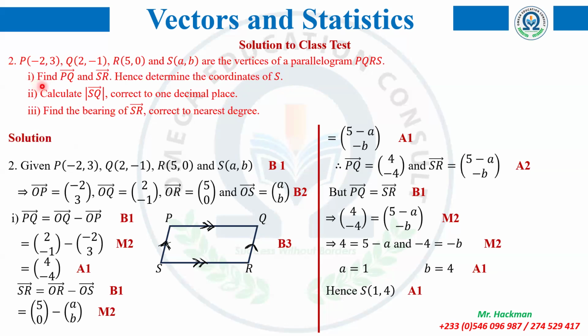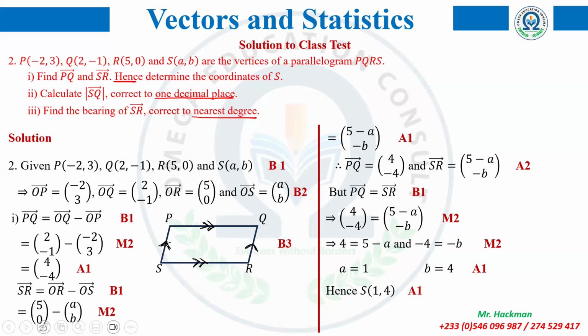What are we supposed to do? We need to find the vector PQ and the vector SR, and hence determine. So, we've seen "hence" here. Read the question and underline the salient parts. I've told you, let that be a habit. Hence means you have to fall on a particular result, or in your conclusion there should be "hence". Then we need to calculate correct to 1 dp, 1 decimal place, and the bearing correct to the nearest degree. So you underline that, and indirectly we are protecting our marks.